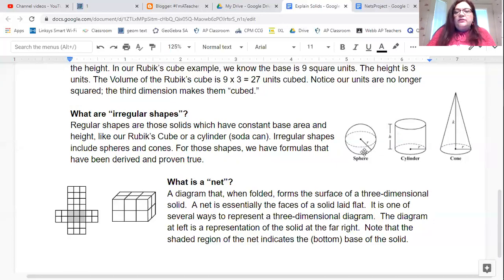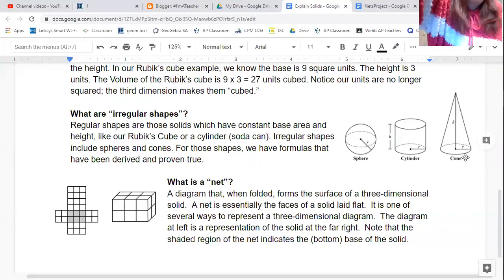But look at these two others, a sphere, like a bouncy ball, basketball, baseball, any kind of ball. That doesn't give me sides and tops and bottoms. So I'm gonna have to memorize a formula for finding the surface area and the volume of a sphere. Same with a cone. Think of an ice cream cone upside down.